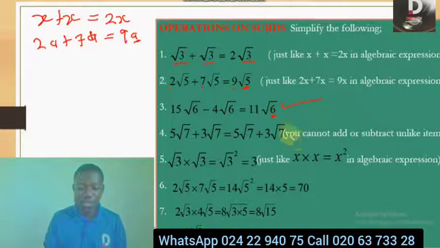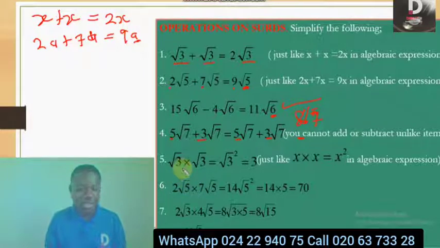So there is more of such work we can do over here. Alright. So with this, it will produce what? 5 plus 3 is 8. They are like terms, so we can add them. So we get what? 8 root 7. Are you getting me? Good.